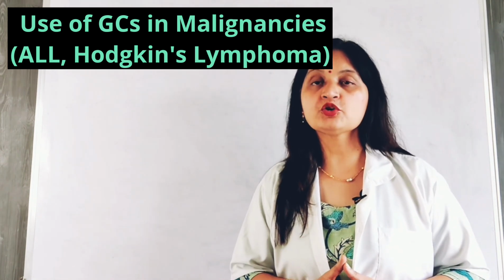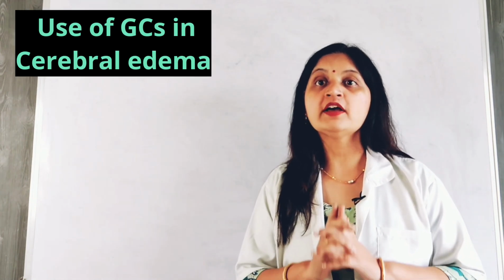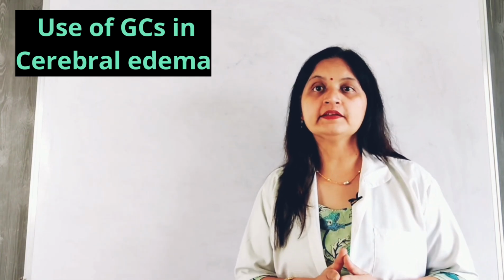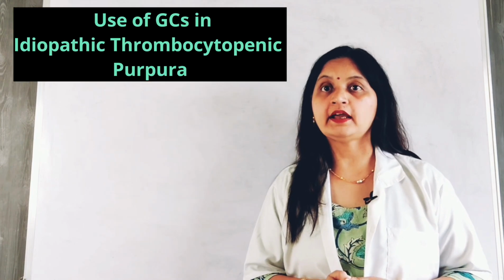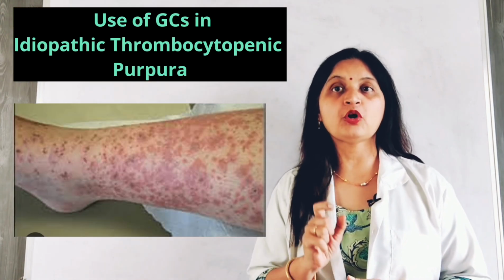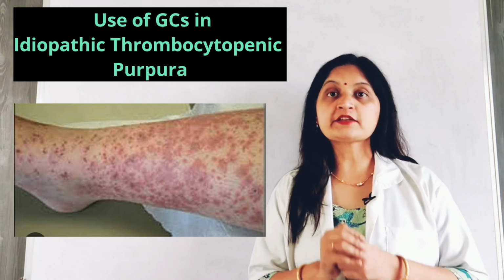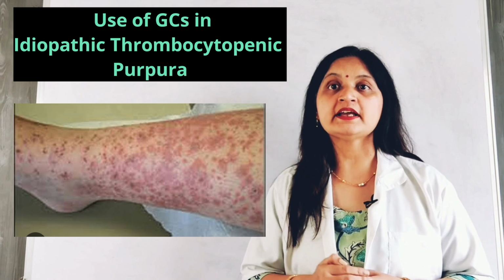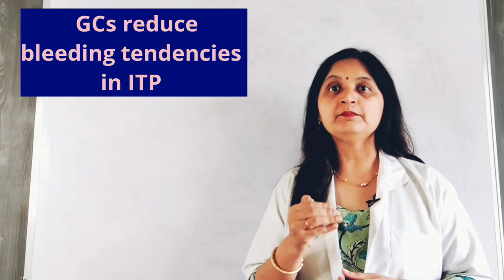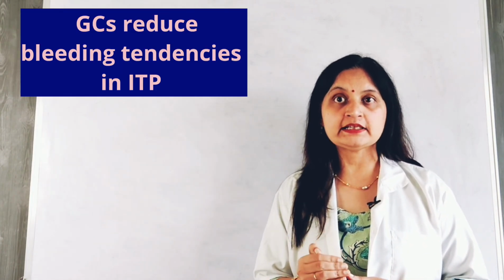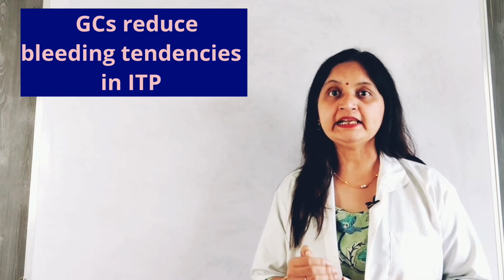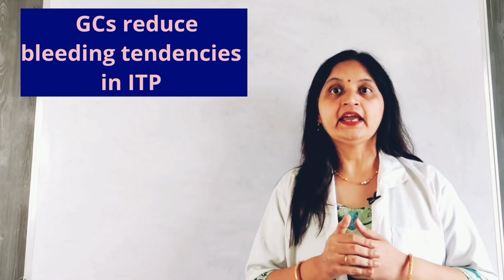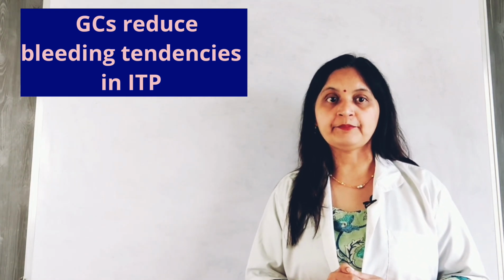Next, glucocorticoids are useful in the reduction and prevention of cerebral edema that is associated with parasites and cerebral neoplasm. Glucocorticoids are also indicated in the treatment of idiopathic thrombocytopenic purpura, which is also known as autoimmune thrombocytopenic purpura. This is because the body produces an immune reaction against its own platelets, thus decreasing the number of platelets and increasing the risk of internal bleeding and gum bleeding. So, glucocorticoids reduce the bleeding tendencies in idiopathic thrombocytopenic purpura.